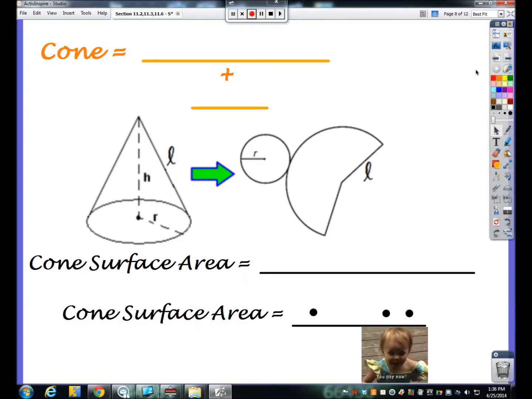On to the next shape, cones. Cones, if you think about it, here's a cone. It's got a radius, it's got a height, and again, we might refer to that height as not necessarily a lowercase h, but a capital H to show that it's three-dimensional.